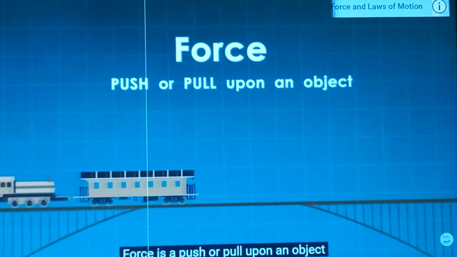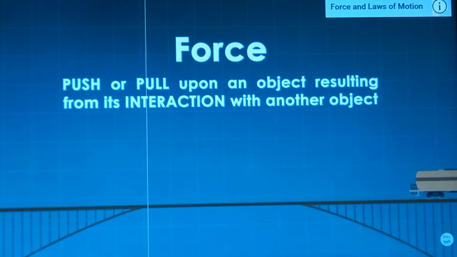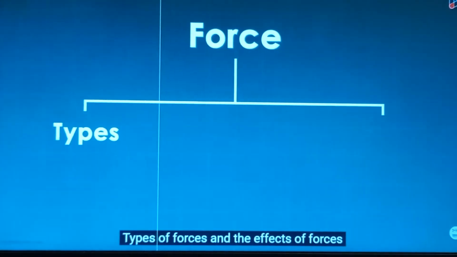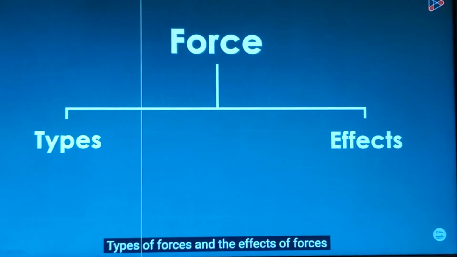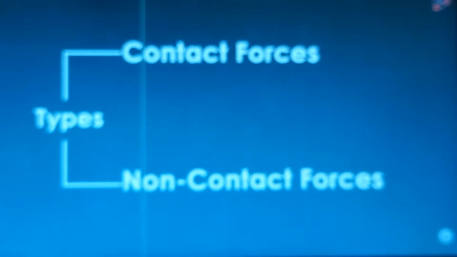A force is a push or pull upon an object resulting from its interaction with another object. There are two things we will cover in this video: types of forces and the effects of forces. For simplicity, we can classify forces into two types: contact forces and non-contact forces.